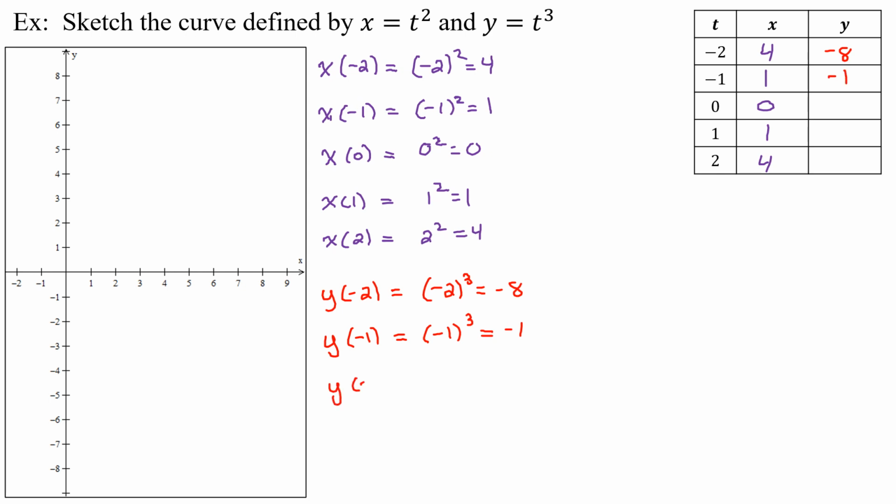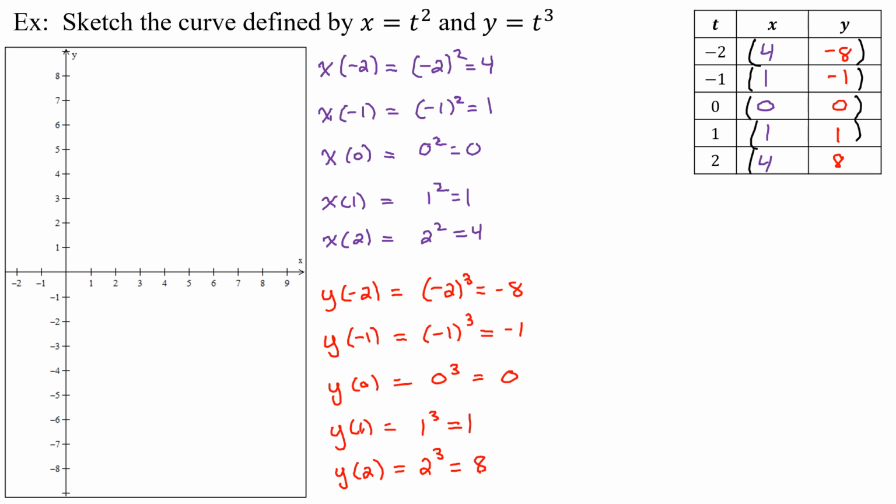If you plug in 0, again, 0 to pretty much any power is 0. y of 1 would be 1 cubed, which is 1. And if you plugged in the 2, just like with the negative 2, you'll get an 8, except this time it's positive. And so here are our points: (4, negative 8), (1, negative 1), (0, 0), (1, 1), (4, 8).